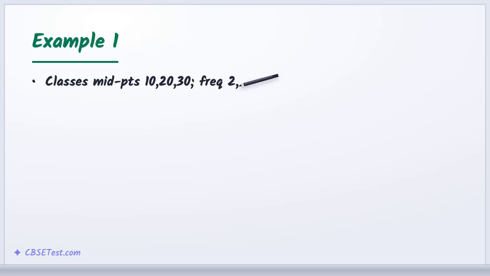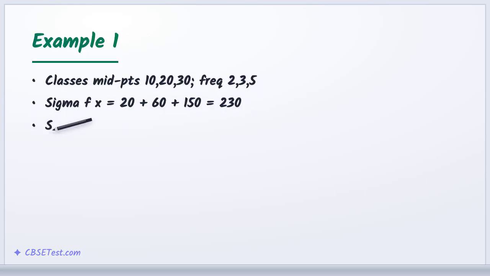Say three classes have midpoints 10, 20, 30 with frequencies 2, 3, 5. The sum of f times x is 20 plus 60 plus 150, which is 230. Divided by the total frequency 10, the mean is 23.